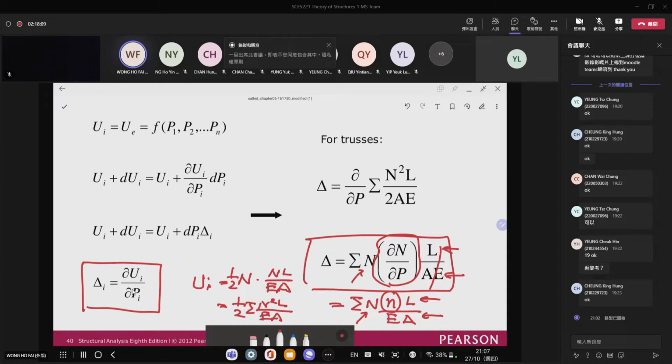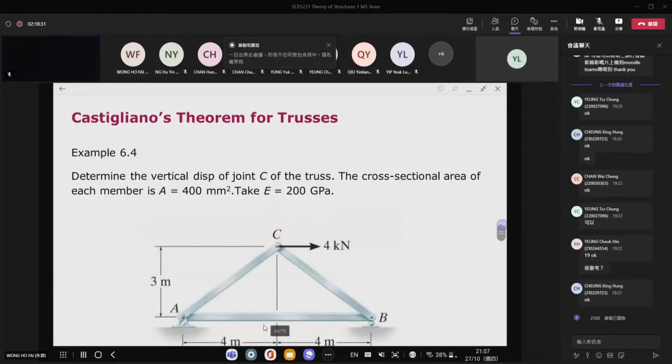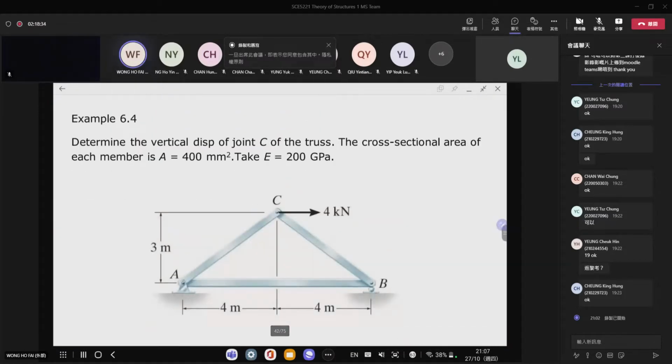And I will show you how to use this Castigliano method to find the deflection of the truss. Castigliano is the name of an engineer, so he invented this method. You can see that this is a truss, and we want to determine the vertical displacement of joint C of the truss. The cross-sectional area of each member is 400 mm square, and E is equal to 200 gigapascal.